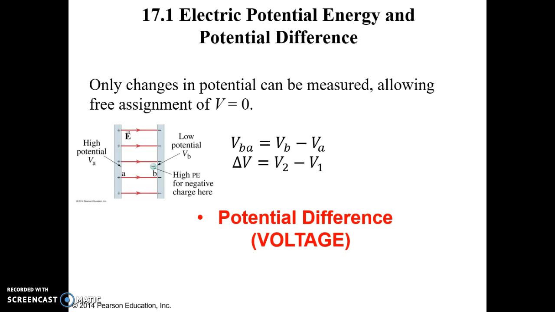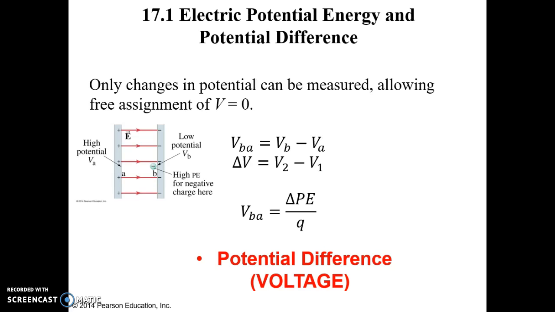Now, a definition you should definitely remember is that potential difference is the definition of voltage. You must have a difference in potential to have a voltage. Voltage and potential difference are terms that we'll use interchangeably quite frequently. Therefore, if the definition of potential is potential energy over charge, then potential difference, or voltage, is just the change in potential energy over charge.